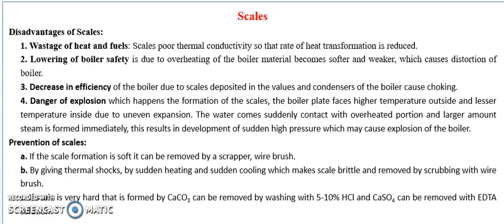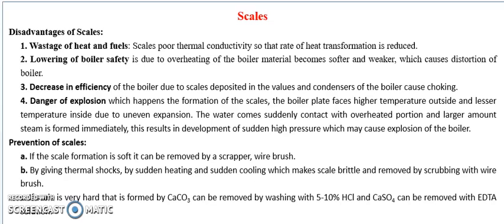Third is decrease in efficiency. Scales may sometimes deposit in the valves and condensers of the boiler and choke them partially. This results in a decrease in efficiency of the boiler.